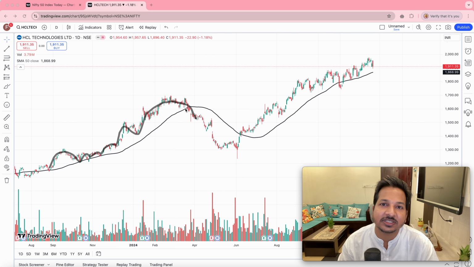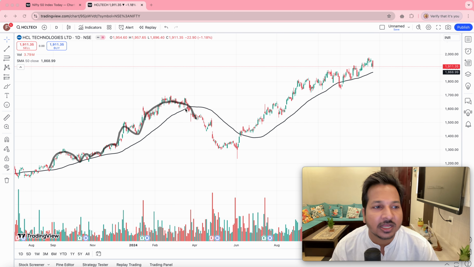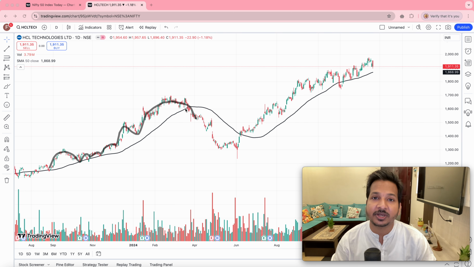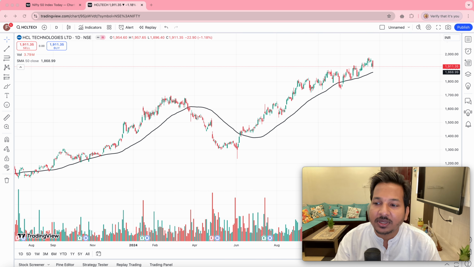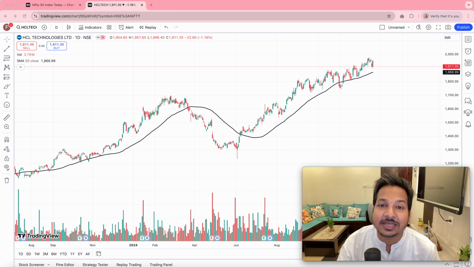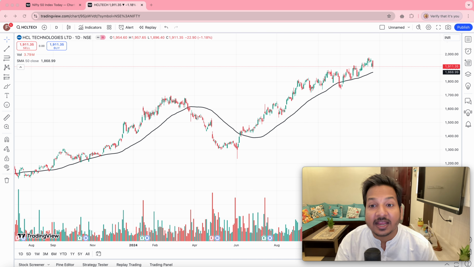Not for value investing. Value investing is a different field that you will come to know with the 250-day moving average. I will show you how to do value investing with the help of the moving average. But for the time being, you have to be careful when the stock is below the 50-day SMA. You should not take entry for momentum trading. This is the whole concept.